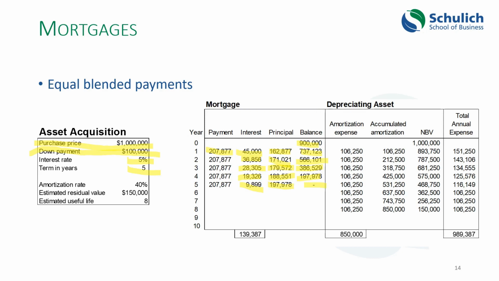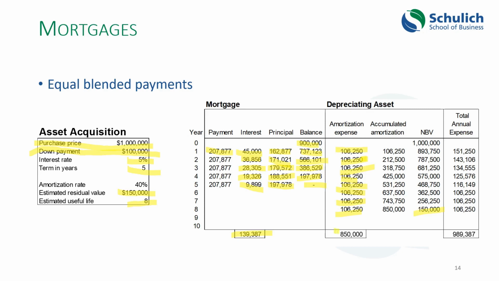Okay, so the thing to keep in mind, of course, is that you not only have interest expense, which totals up to $139,000, but you've got an asset that gets depreciated. So here I've set up a simple situation. We're doing straight line depreciation based on $150,000 residual value and an estimated useful life of 8 periods. That gives us $106,000 amortization expenses each year until the book value is drawn down to 150.